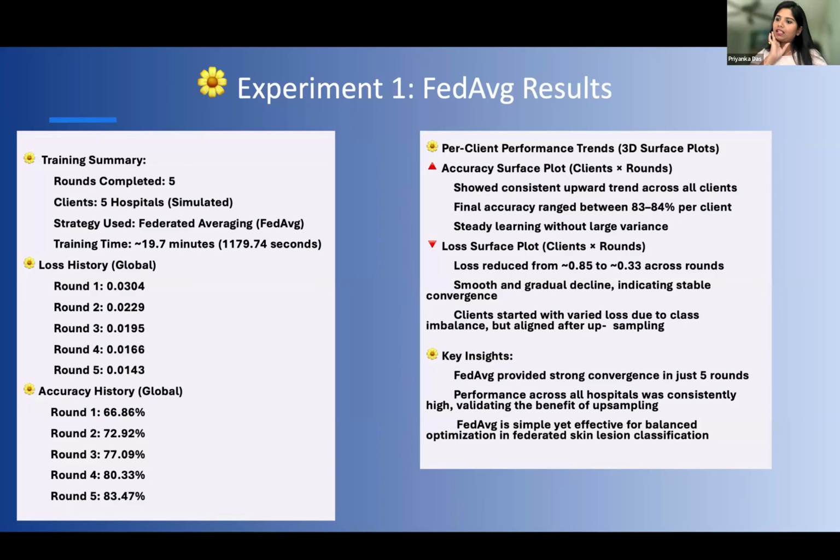On the right side, I have summarized the per client surface plot results. The accuracy surface plot showed an upward trend across all clients, with final accuracies between 83 to 84%. The loss surface plot showed a smooth decline starting from around 0.85 to 0.033, indicating convergence stability.